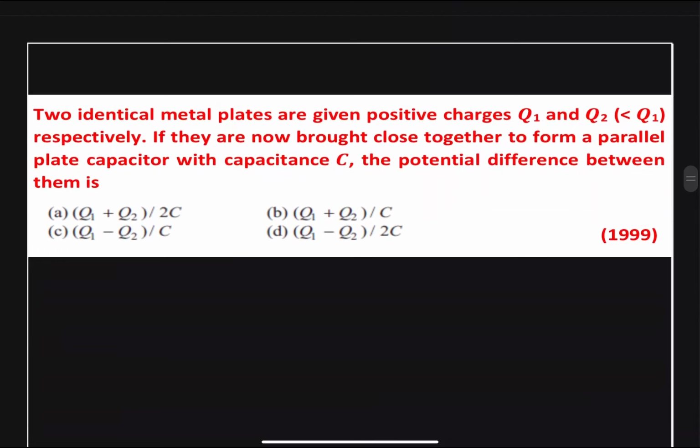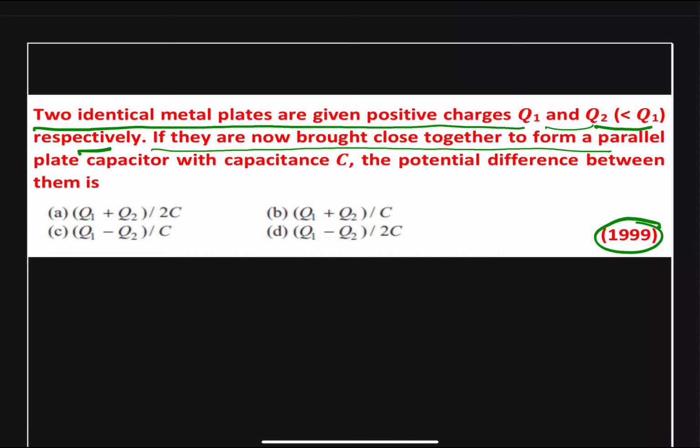and it states that it was asked in the year 1999, and it states that two identical metal plates are given positive charge Q1 and Q2, where Q2 is less than Q1 respectively. If they are now brought closer to form a parallel plate capacitor with capacitance C, the potential difference between them is.